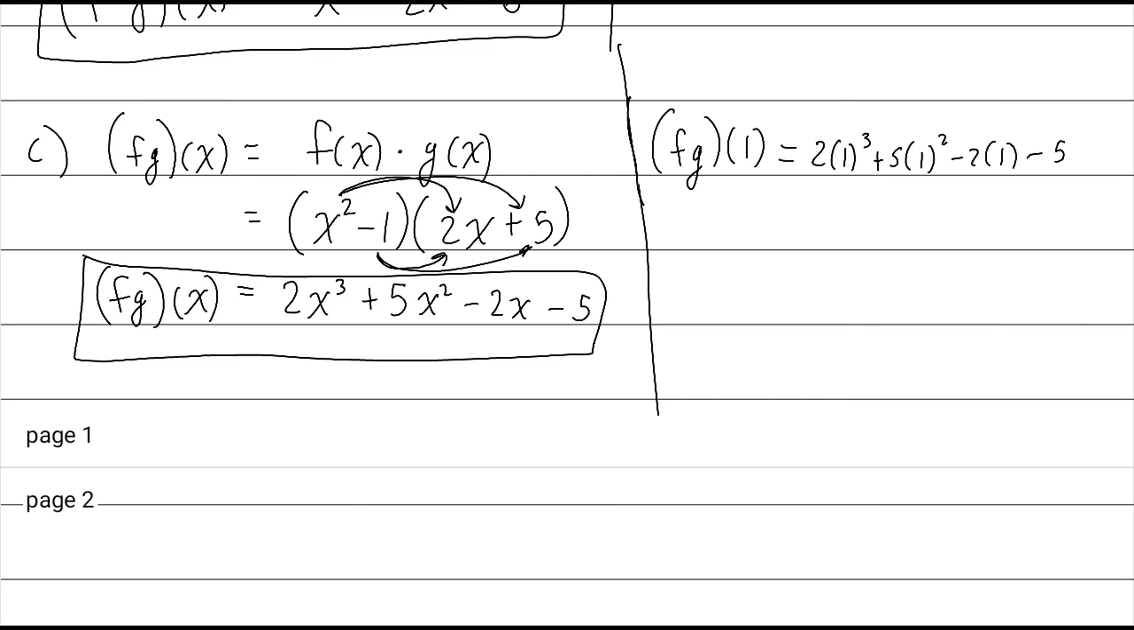All right, 1 cubed is 1 times 2 is just 2. 1 squared is 1 times 5 is 5. 2 times 1 is 2. Oh, look at that. 2 minus 2, 5 minus 5, it's 0. Nice. All right, let's go on to another one.